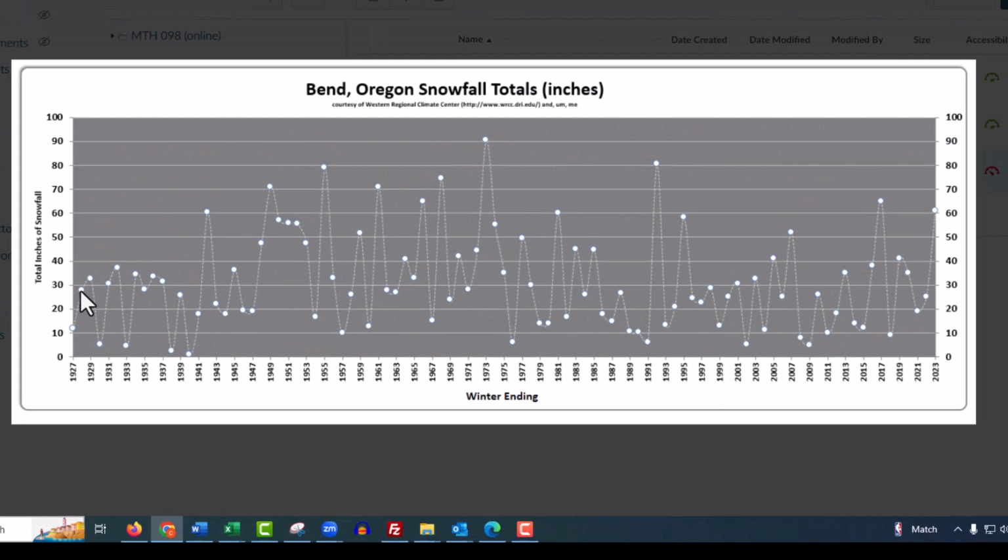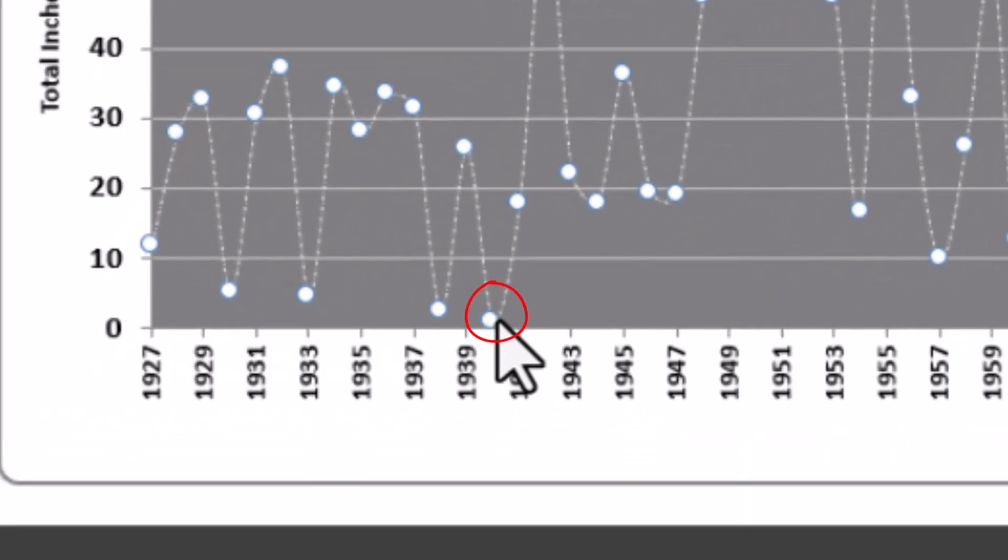What was the least amount of Bend snowfall, and in what year did that winter end? Okay, so the least amount of snowfall would be coming down all the way down here. It looks like it's this one right here, and that looks like 1940. So it looks like about an inch of snow, maybe 2 inches in 1940.